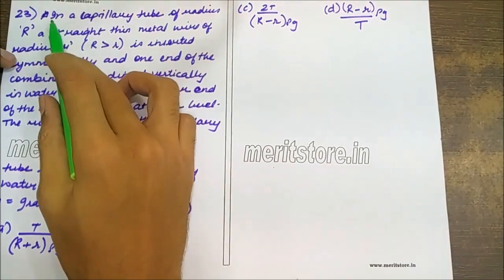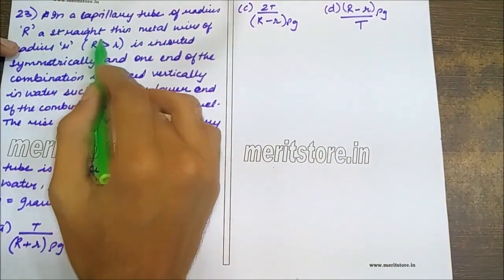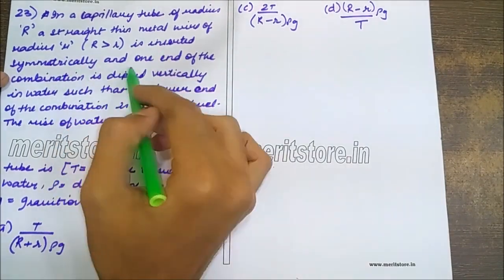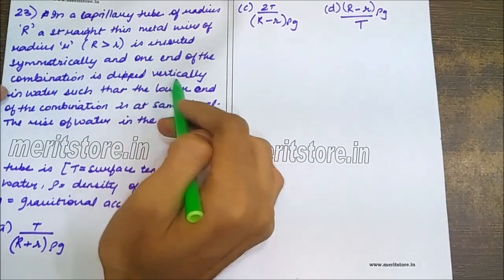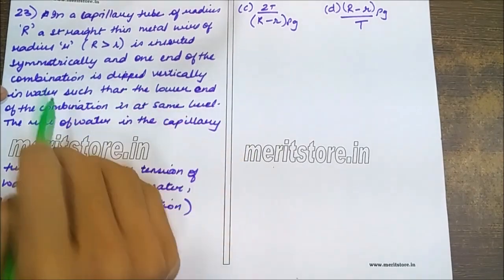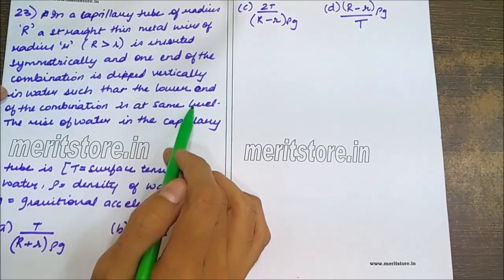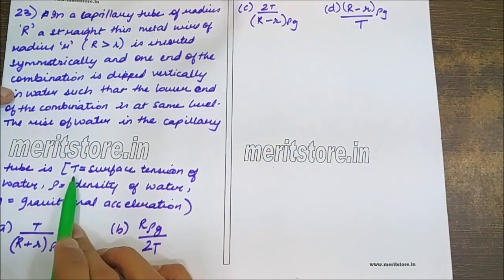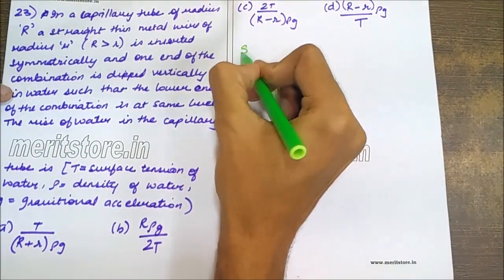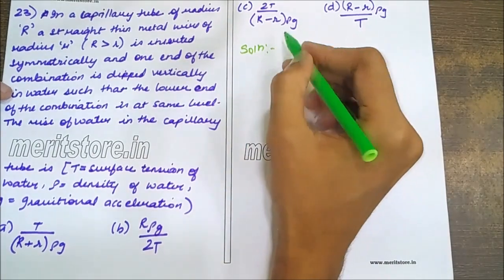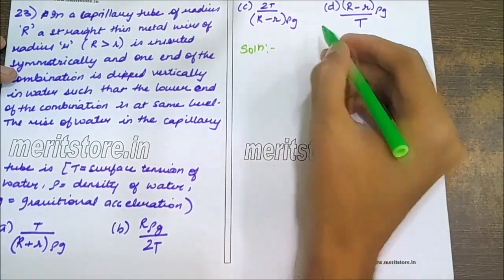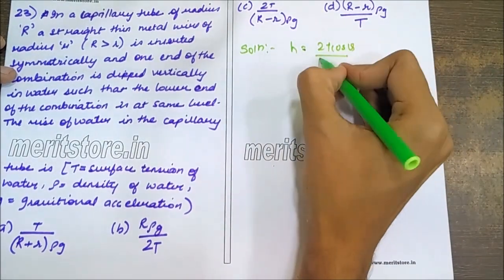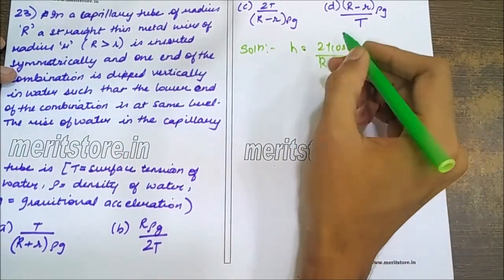Next, in a capillary tube of radius R, a straight thin metal wire of radius small r is inserted symmetrically, and one end of the combination is dipped vertically in water such that the lower end of the combination is at the same level. The rise of the water in the capillary tube is. We need to find the rise of the water in the capillary tube. The formula for the height to which the capillary rises is h equals 2T cos theta upon R rho g.